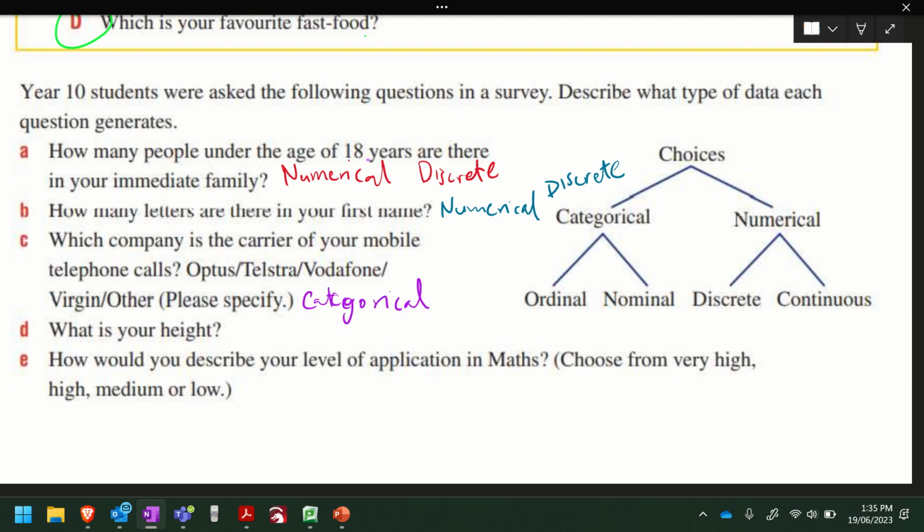Now, tell me, Georgie, if it's categorical and you're just telling me which company you go with, is there an order to it, or are you just telling me nominal? Or is there an order to it? I don't think there's an order. You're just telling me what you go with. So what's the other one? It's not order, it's nominal. Nominal.